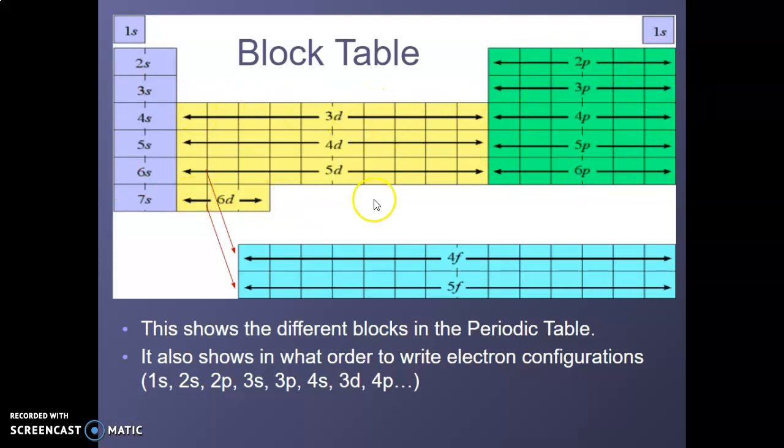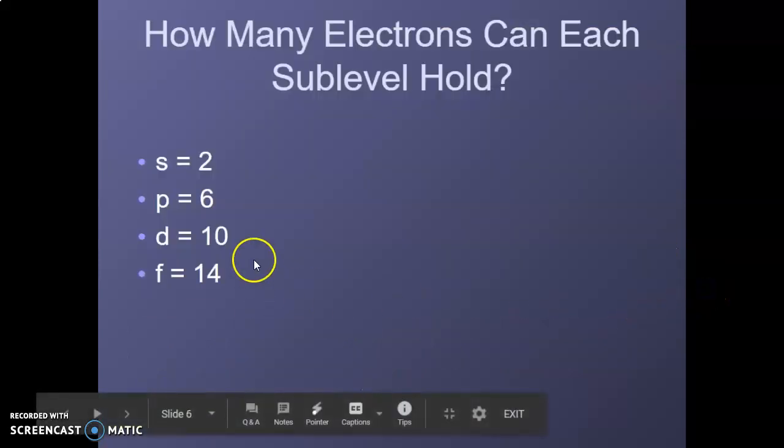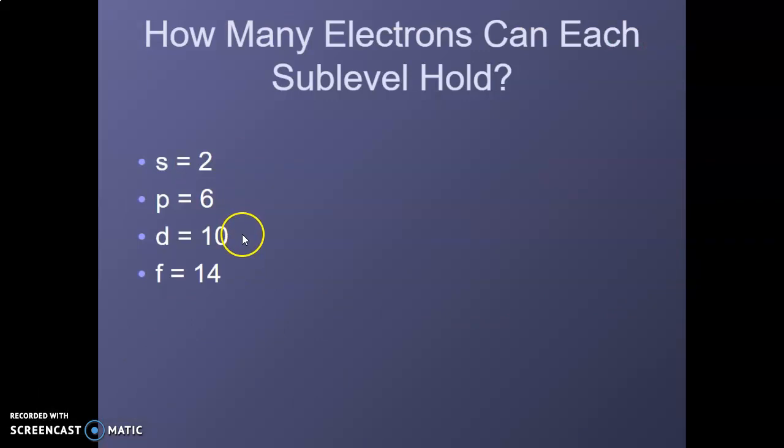The D block is here. It holds 10 electrons. F block is here. F sublevel can hold 14 electrons. So 2, 6, 10, and 14. Now you'll write so many of these that you end up memorizing these numbers, but just notice that it's a sequence. 2 plus 4 is 6, 6 plus 4 is 10, 10 plus 4 is 14.